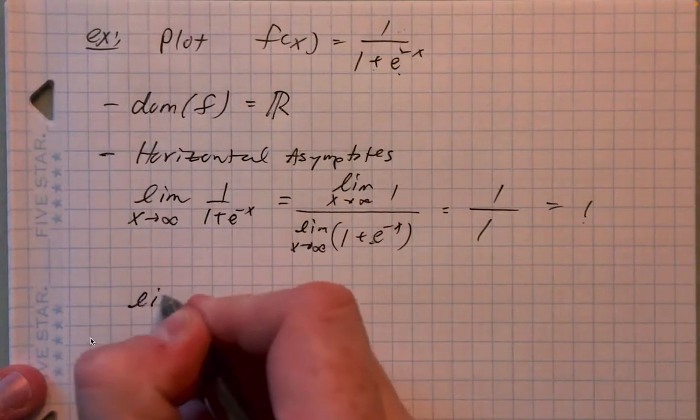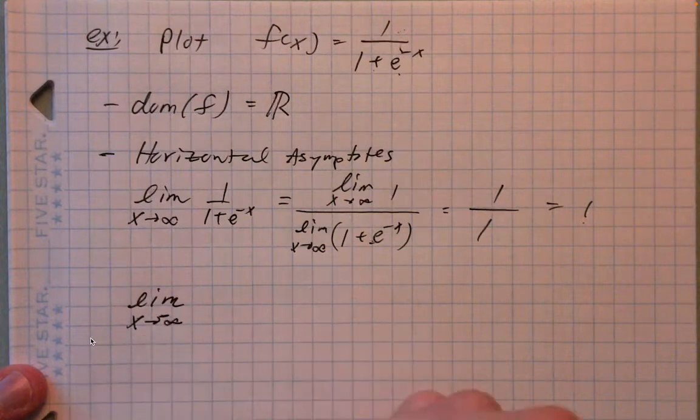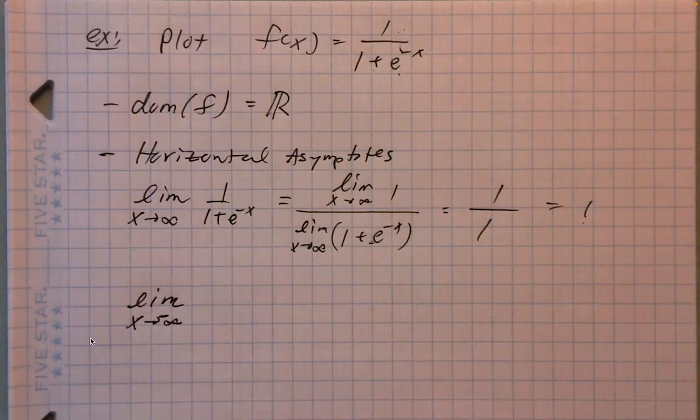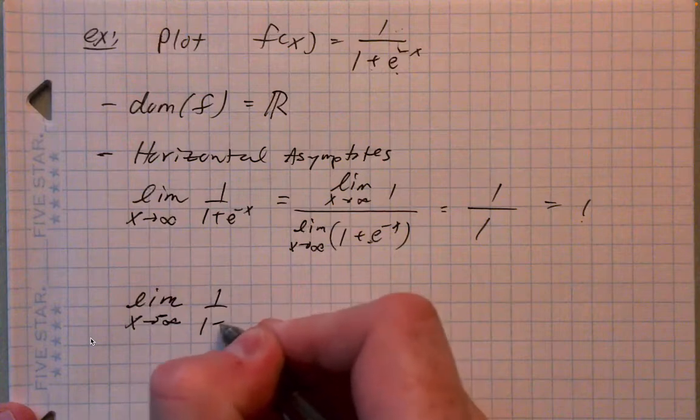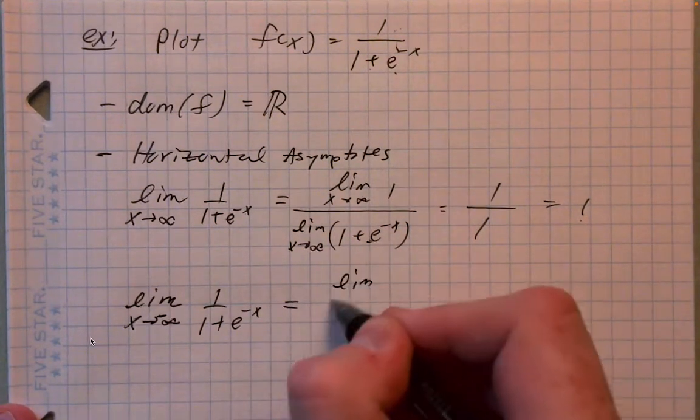What about on the other side? x approaches negative infinity. It's going to be 1 over 1 plus e to the negative x again. And we'll do this again.